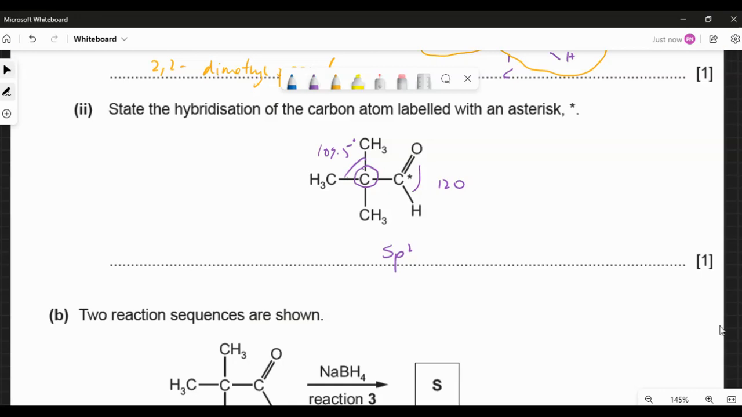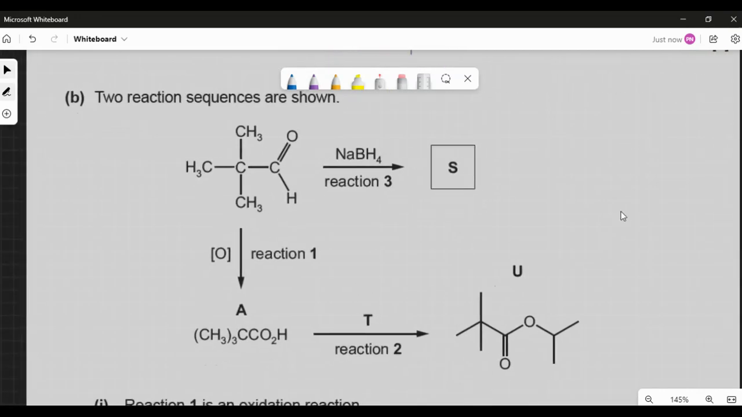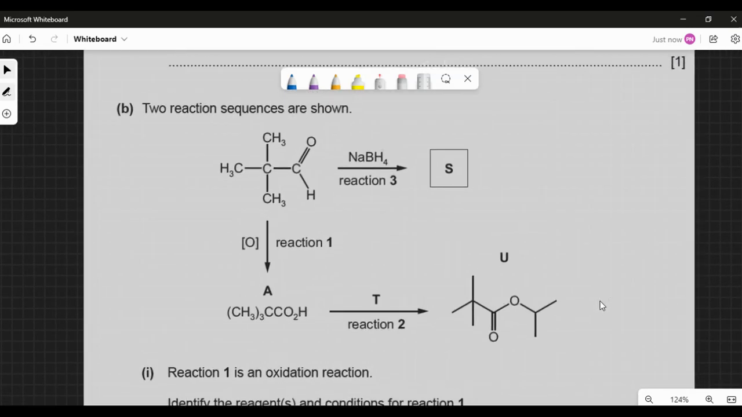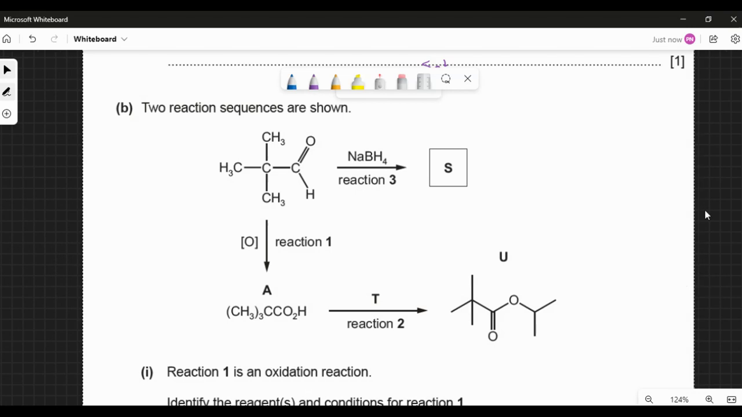Two reaction sequences are shown. Let me make it a bit smaller. We've got our aldehyde going to S, and we're treating it with NaBH4. What does NaBH4 do? Yeah, it reduces it. So the aldehyde will reduce to what? Primary alcohol. So let's draw it while we're here, because maybe if we draw it here, we don't have to draw it later. Let's start again.